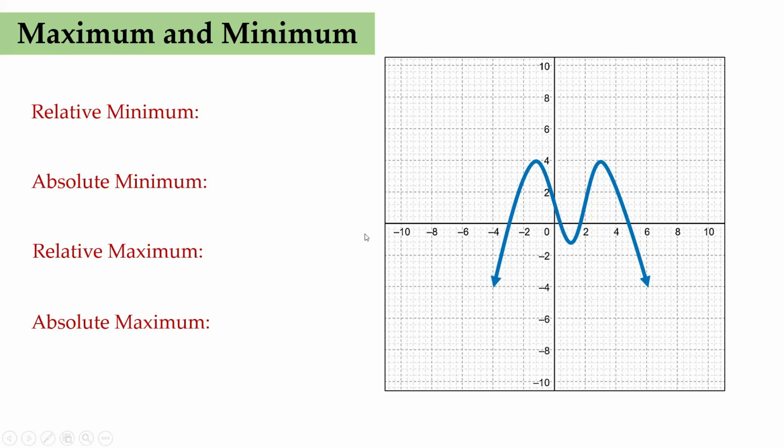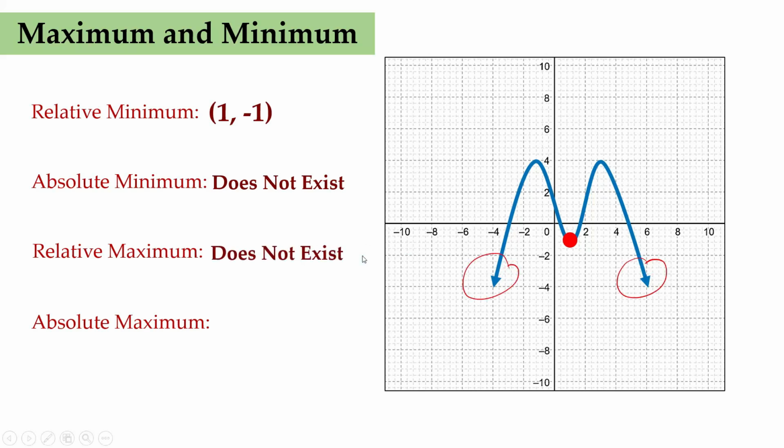All right, relative minimum. What is that? That is at 1 and negative 1. Absolute minimum, all right, does not exist. Very good, because of the 2 arrows. Again, those 2 arrows extend indefinitely downward, so we will never be able to identify the lowest y value. Relative maximum does not exist.